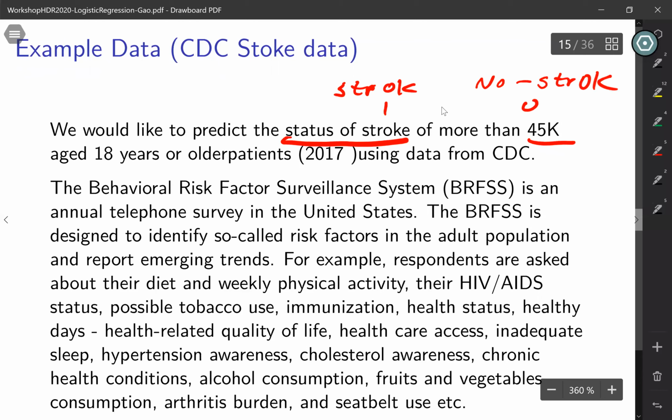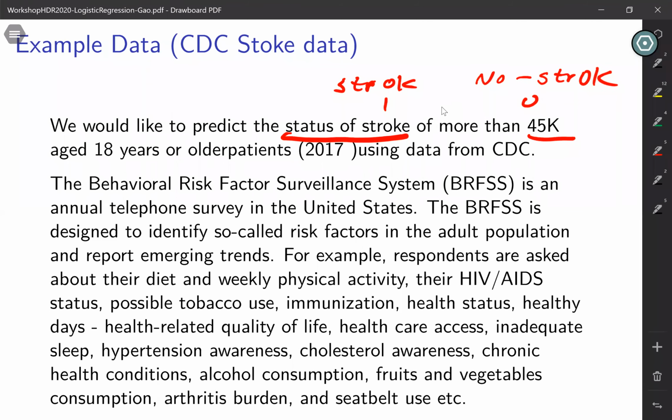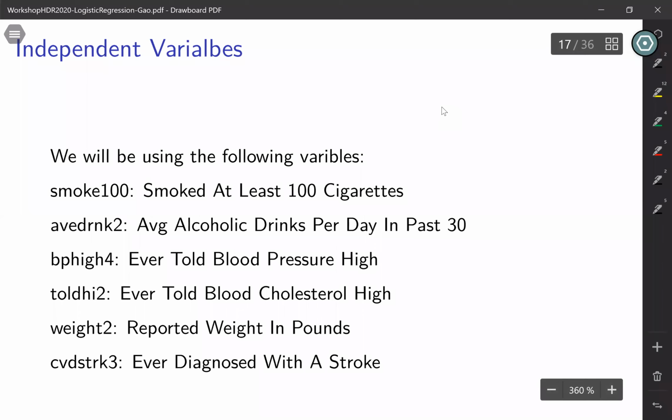So what kind of variables are we going to use to predict the stroke status? This is very hard to answer, right? We have a bunch of variables, so we need to explore the potential predictors. For this presentation, I'm going to just pick some of the predictors, not all of them. Like I said, we have to explore. So in this example, I just choose these variables.